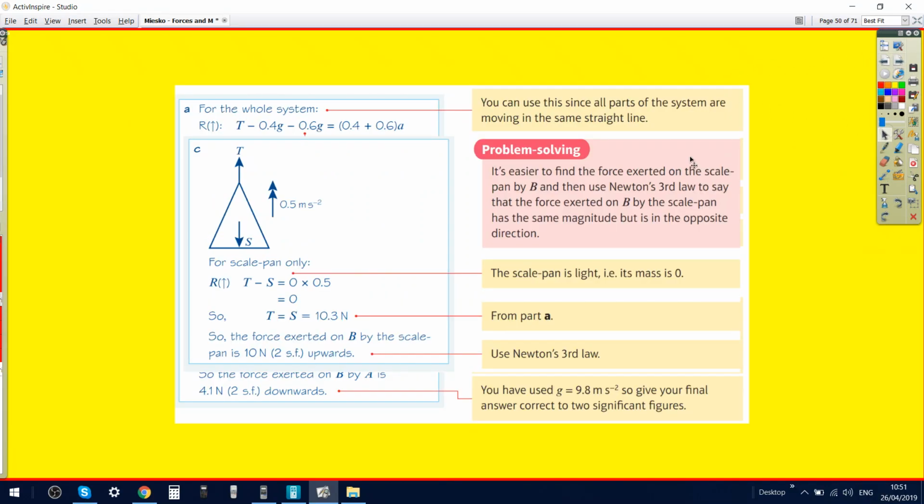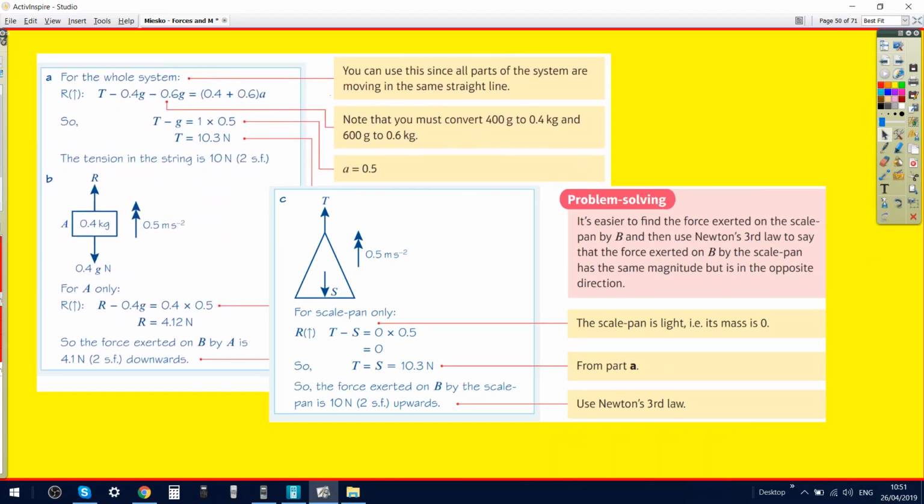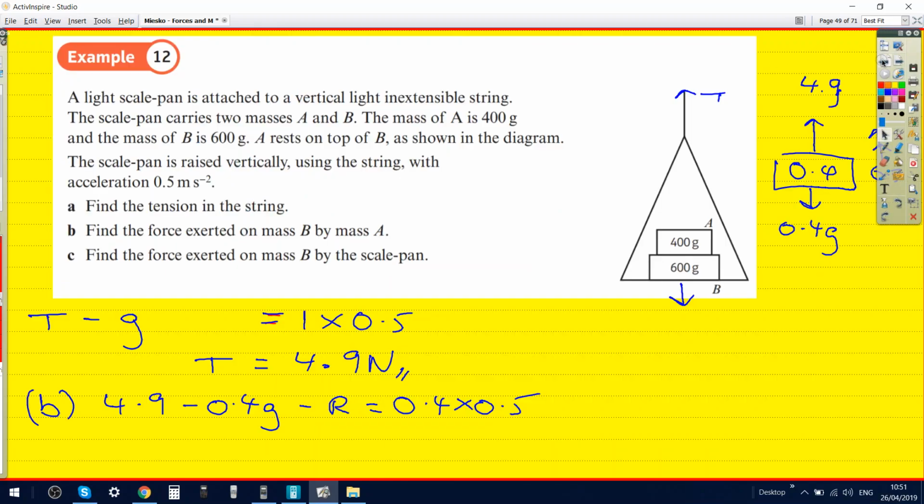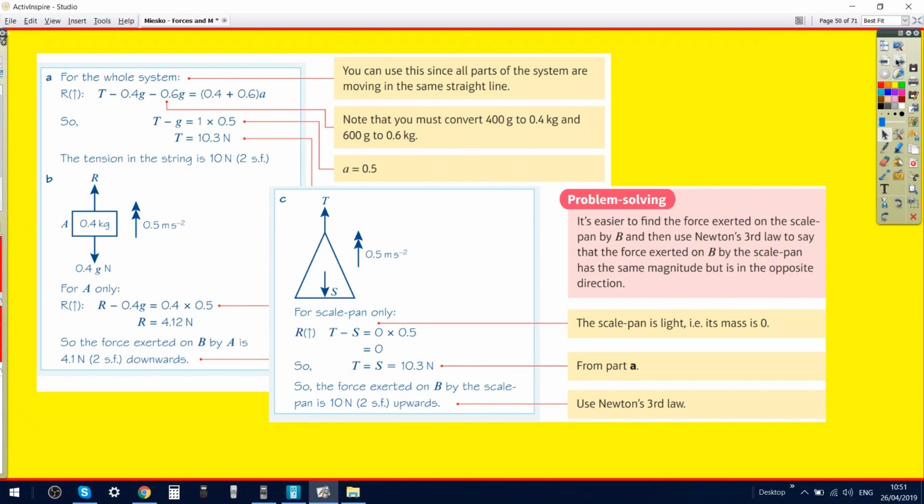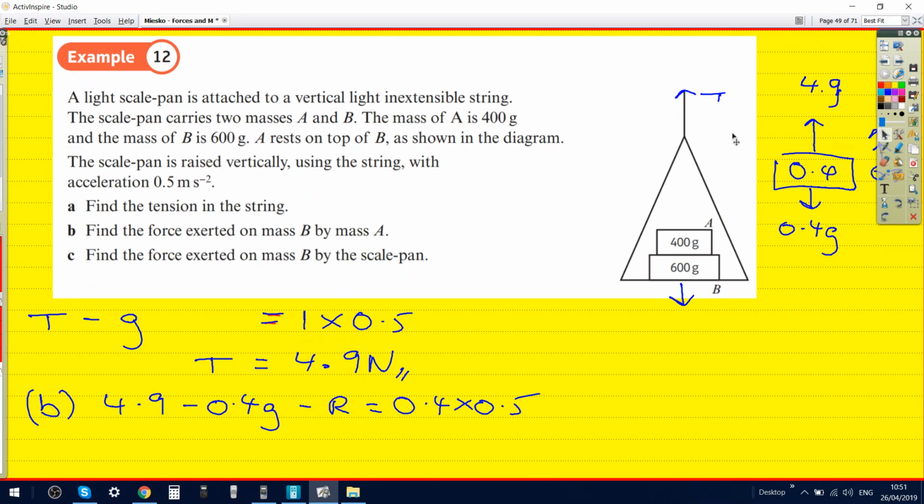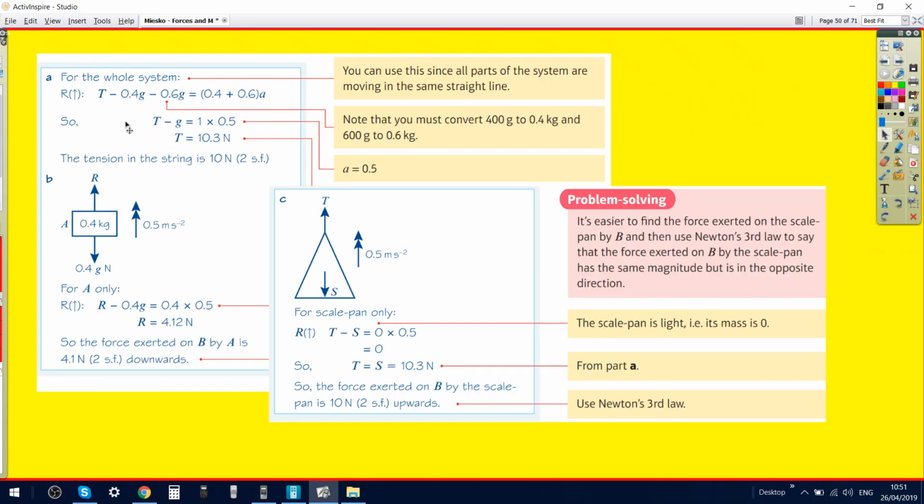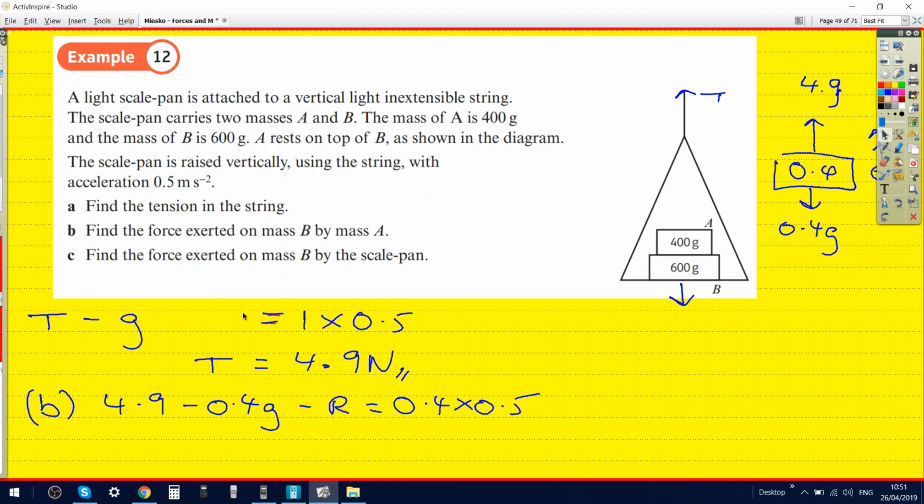Hang on. Let's see. So the tension was 10.3. Where did we go? T. Tension for the whole system. T minus G is equal to A. T minus G is equal to A, yeah. T minus... Oh, because you plus G to both sides. Oh. Yeah. That's why, sorry.